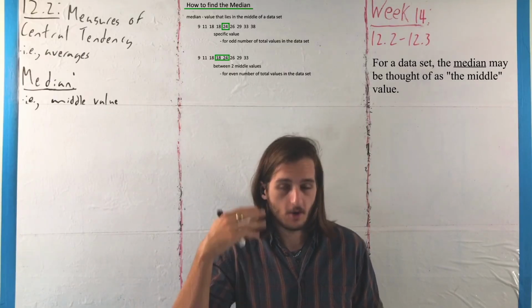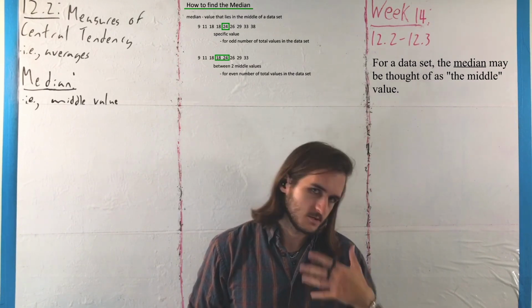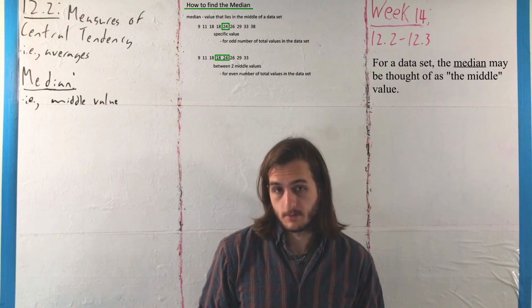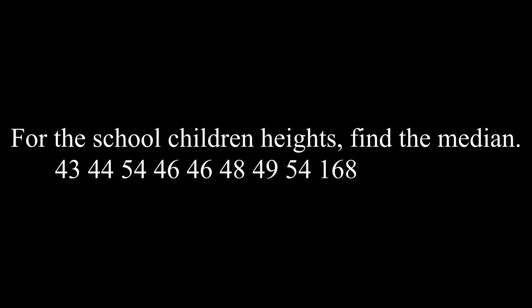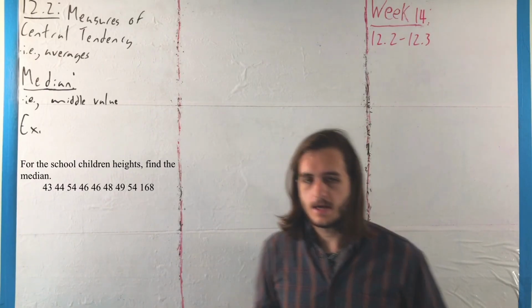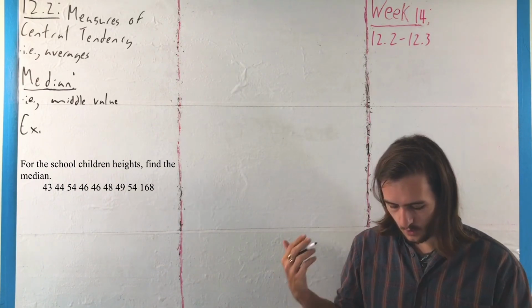But it's not a whole lot in terms of math here. It's pretty direct. It's something that hopefully everyone's seen going back to elementary school, but we're still going to get a couple of examples just to be sure we still remember the idea of how the median works. For the school children heights, we want to find the median. So what we can do here is take that data set, and like we had it more or less before, we can put it into ascending order.